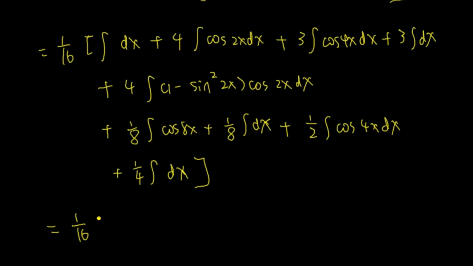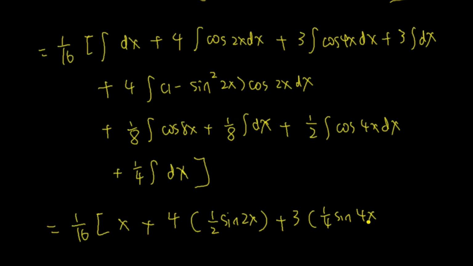So 1 over 16 times, now integral of dx is just x, plus 4 times integral of cosine 2x is 1/2 sine 2x, because the derivative of sine 2x is cosine 2x times 2. Then 1 over 2 times 2 is just 1, so offset with the 1 here. Okay, this one must be 3 times 1 over 4 sine 4x plus 3x, because integral of dx is just x.